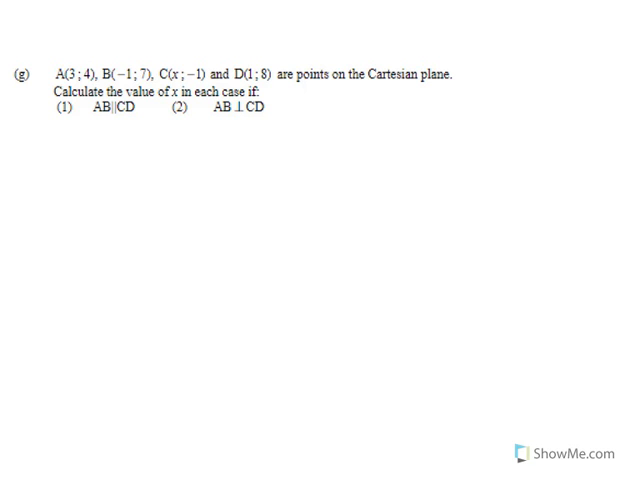You're told that you have these 4 points, A, B, and C. You don't have the full coordinates, you just know the y coordinate. And you have D. You're asked to calculate the value of x in each case if AB is parallel to CD. So just remember what that symbol means.